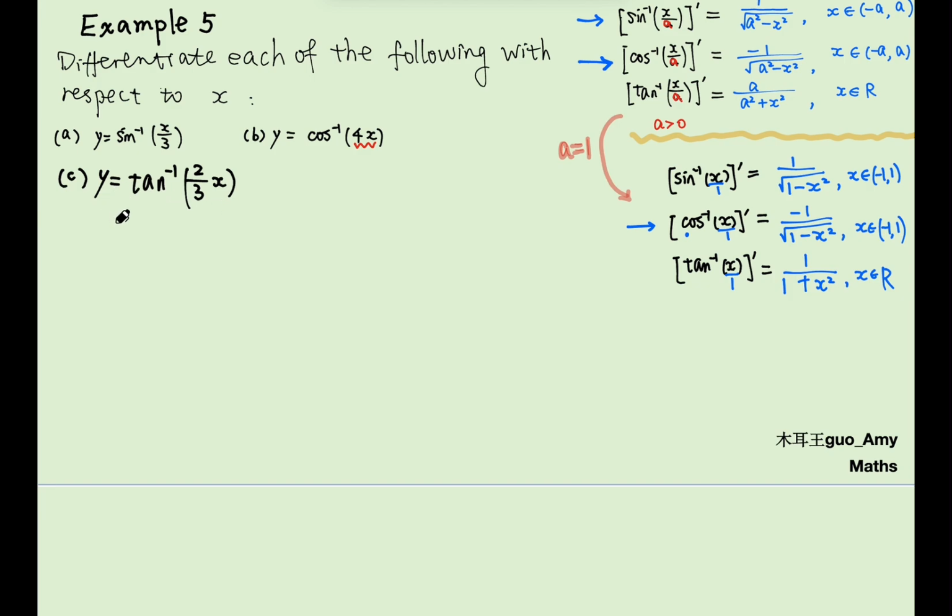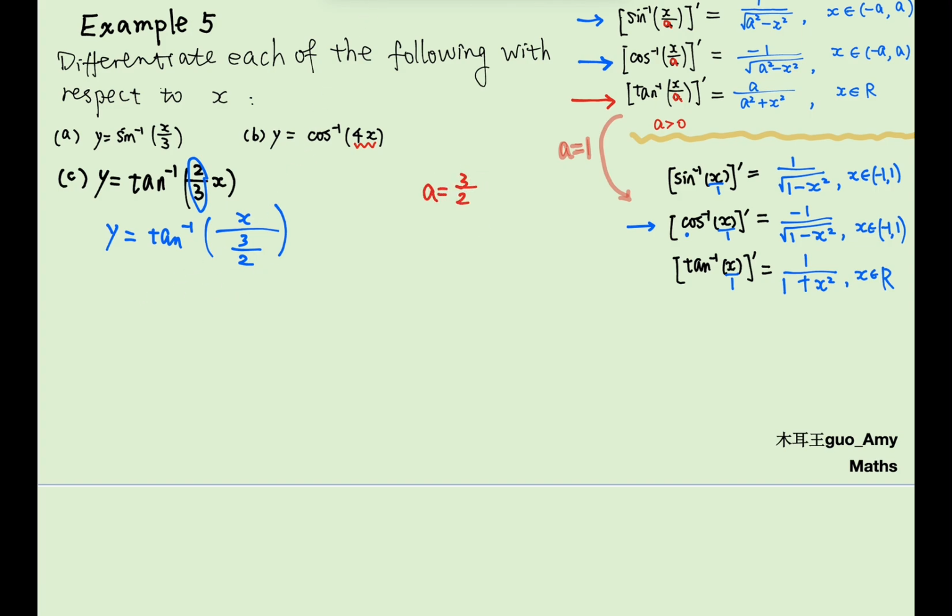We have the function y equals inverse tangent 2x on 3. We can try two different ideas. The first one, we are going to connect this function with the formula of the basic form. Then we will rewrite this function as y equals inverse tangent, with x as the numerator, and in the denominator we will have 3 on 2. It tells us the value of a is equal to 3 on 2.